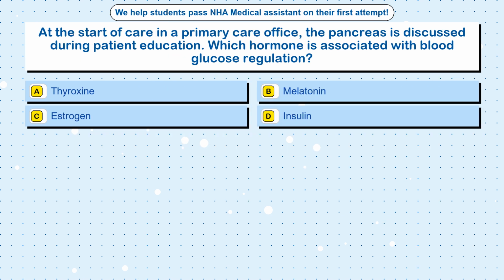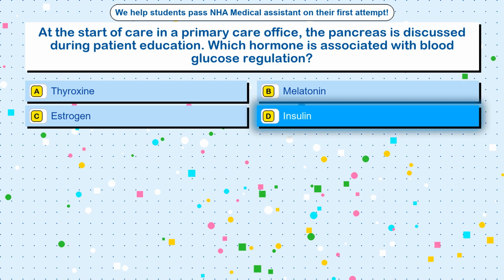Question 11. At the start of care in a primary care office, the pancreas is discussed during patient education. Which hormone is associated with blood glucose regulation? Option A, thyroxine. Option B, melatonin. Option C, estrogen. Option D, insulin. The correct answer is option D, insulin.